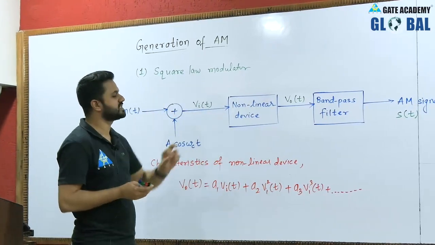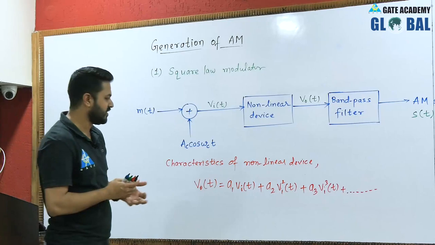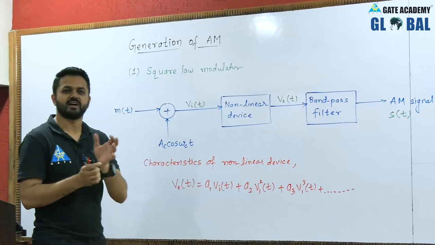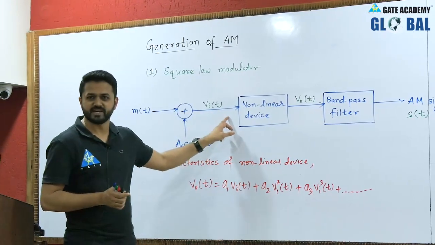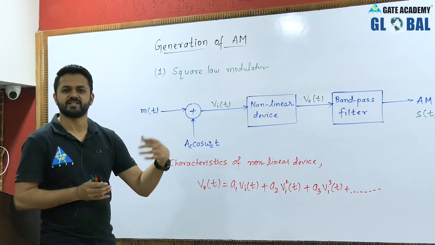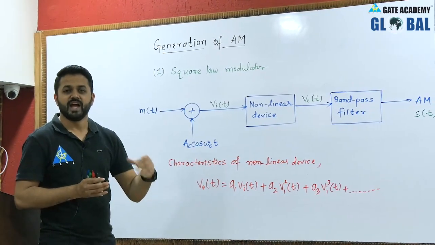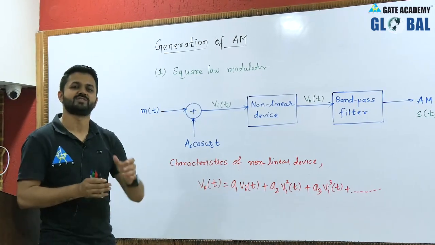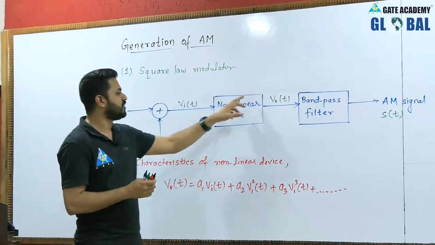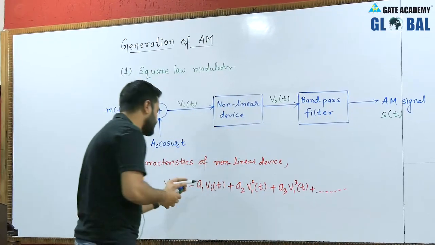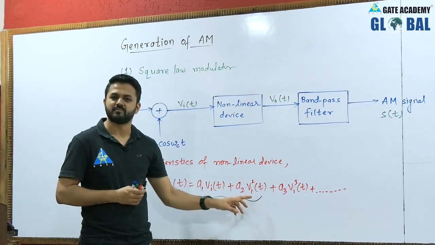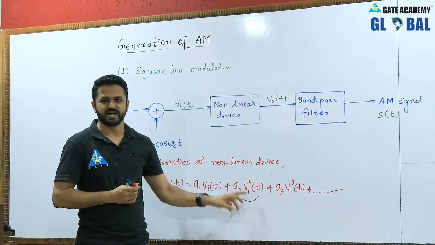But as its name suggests, square law modulator, we will only consider up to the square term. We will also assume that the input signal to the nonlinear device has a very small amplitude. If it is very small, then its square is also very small and the cube of that small value is very, very small. That's why these higher terms can be ignored. So in the nonlinear device we will consider only two terms, first and second. We cannot ignore the second term because it maintains the nonlinear characteristics of this device.